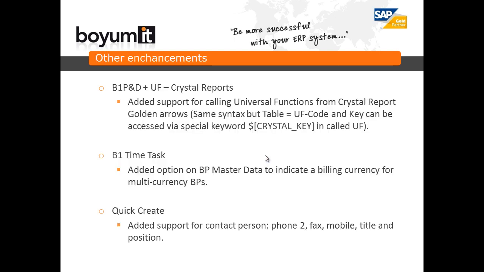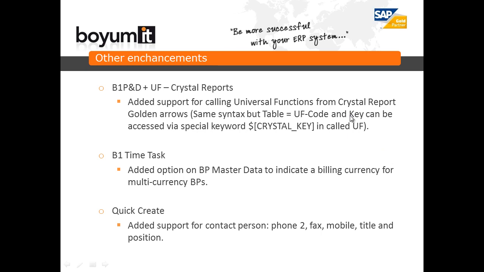Some other enhancements: we have the B1 Printer Delivery and the universal function crystal report windows. In the past, they supported the golden arrows going to different tables like business partner and items and so on. It now also supports that, instead of a table, you write a universal function code, and that code can then be launched from the golden arrow, and the key sent into it.